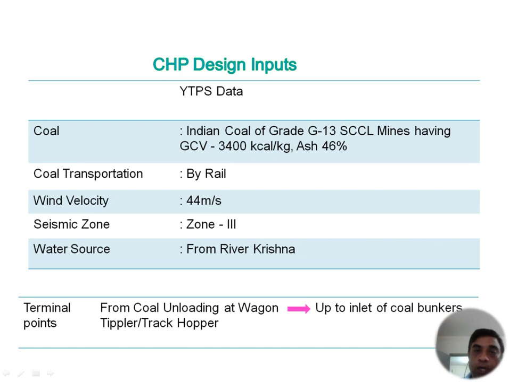Now, what are the terminal points of a coal handling plant? A coal handling plant basically starts from unloading of coal. Unloading of coal is done by either wagon tippler or track hopper. And finally, coal has to be fed into the coal bunker or coal silos. So these are the two endpoints of a coal handling plant.